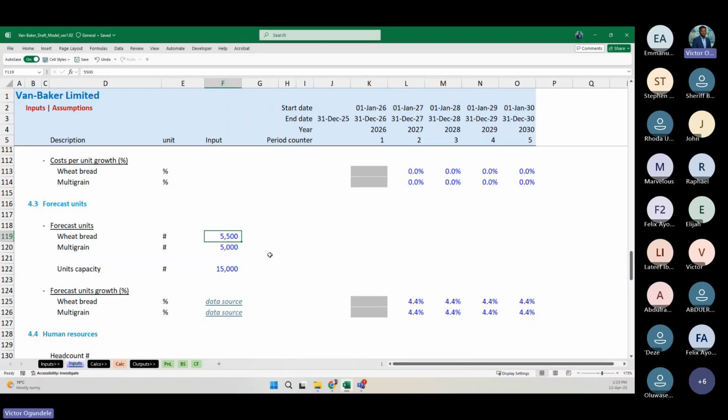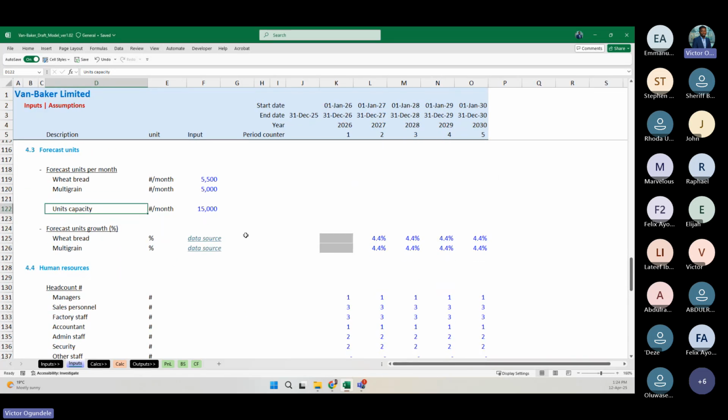Yes. Okay, thank you for that. All right. So forecast units per month is always good. You see now, that was bad of me. So a number per month. Then we have the capacity of what they can also do per month, so that you see the usefulness of this unit.